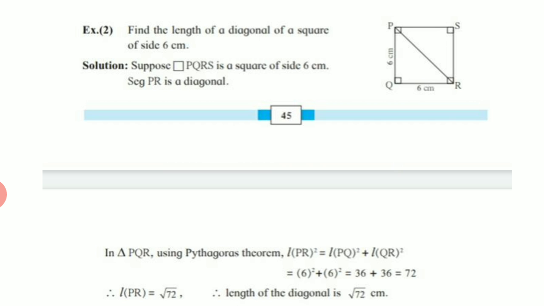Example number 2: find the length of a diagonal of a square of side 6 cm. Suppose rectangle PQRS is a square of side 6 cm. Segment PR is a diagonal. Using the Pythagoras theorem in triangle PQR, length PR square is equal to length PQ square plus length QR square, which is equal to 6 square plus 6 square, which is equal to 36 plus 36, which is equal to 72. Length PR is equal to root of 72. Length of diagonal is equal to root of 72 centimeters.